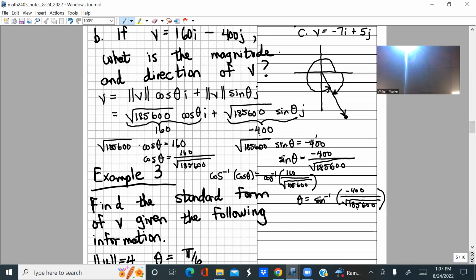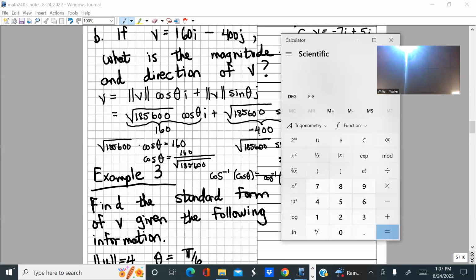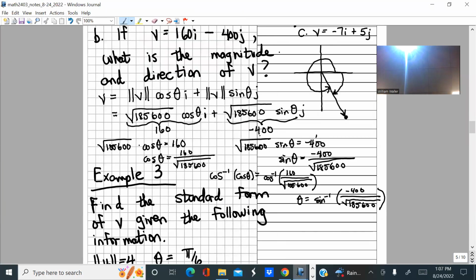So take minus 400 divided by the square root of 185,600 and then compute inverse sine for that. Maybe we can do it here on this calculator. See what happens.